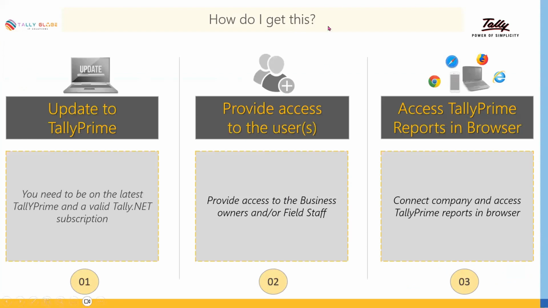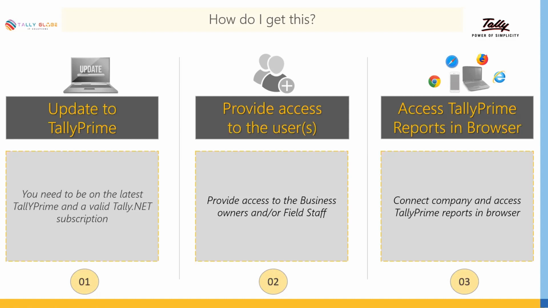So we'll move ahead. Now if a user is asking, I'm not using it right now, how do I get this? The first thing is you have to update your Tally to TallyPrime. As I said, if you are using ERP9, you need to update it to TallyPrime. And to upgrade to TallyPrime, you need a valid subscription here. So you can renew your Tally.net subscription by contacting our partner. Even for logging in remotely or accessing browser reports, you need a valid TSS, that is the software subscription. So please upgrade to TallyPrime.